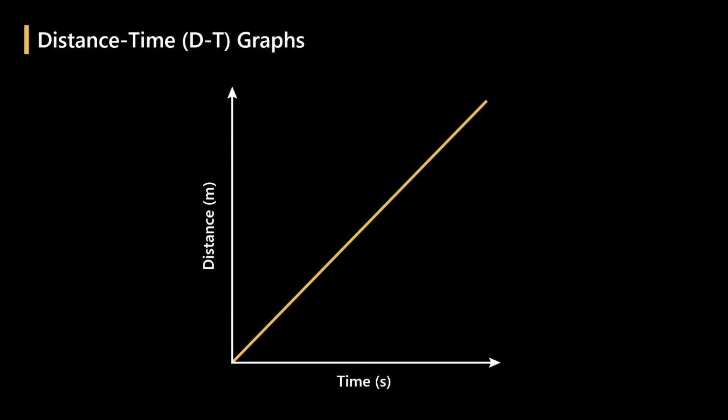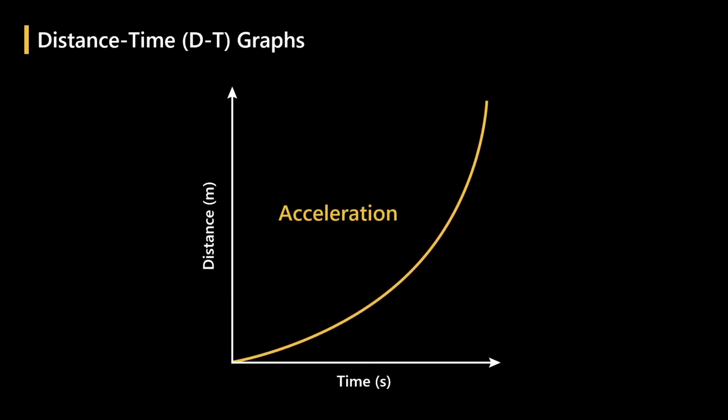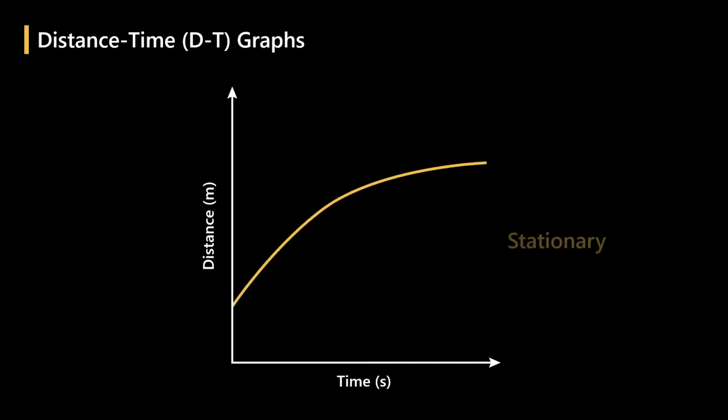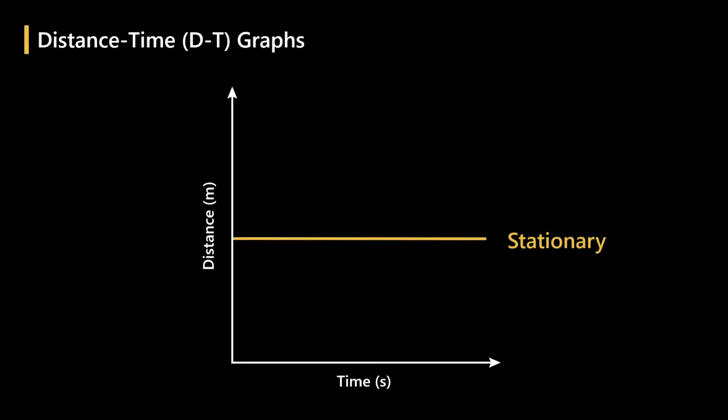This diagonal straight line represents a constant speed. A line curving upwards like this shows an acceleration. A line curving to a plateau like this shows a deceleration. And finally, a flat line on a distance time graph shows an object that's stationary.